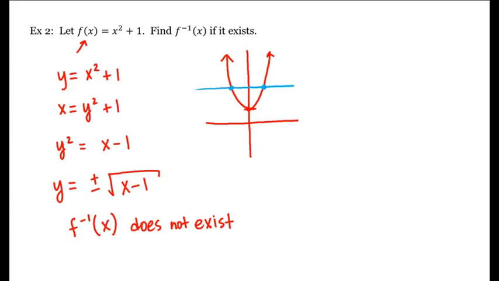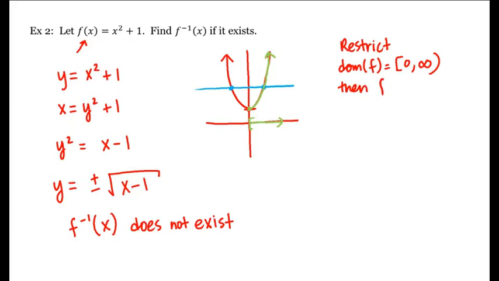However, if we restrict the domain of f of x to x greater than 0, then we're only looking at this part of the parabola. Therefore, on that restricted domain, f is one-to-one. So f on the restricted domain will have an inverse. That is, if we restrict the domain of f to the interval 0 to infinity, for example. We could have also restricted it from negative infinity to 0, but let's just restrict it from 0 to infinity.